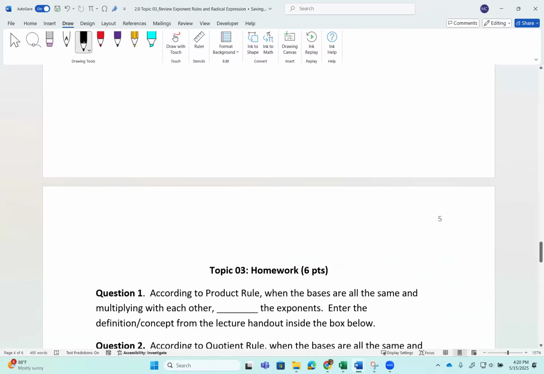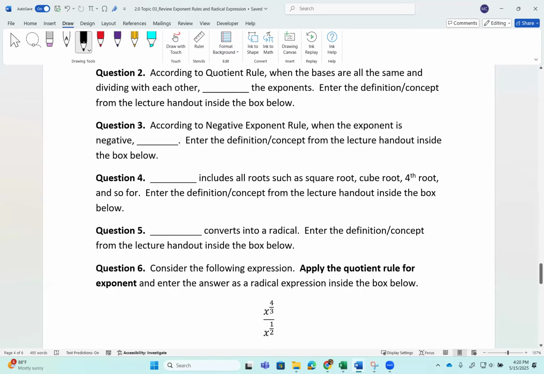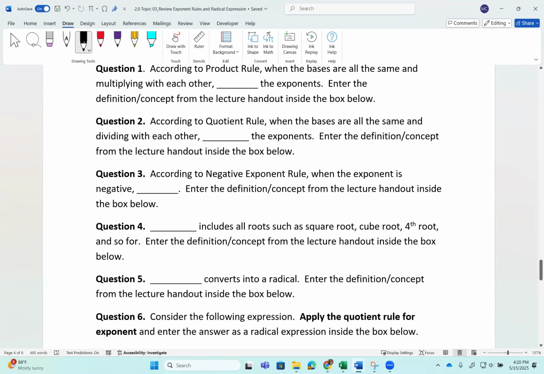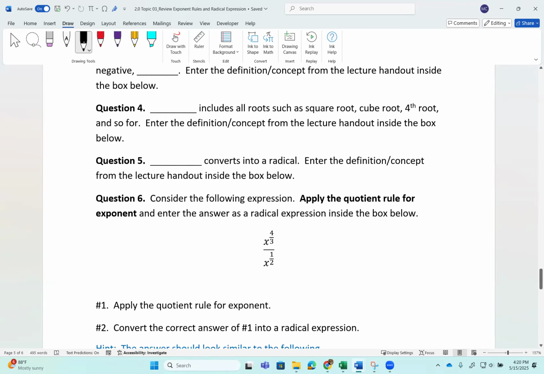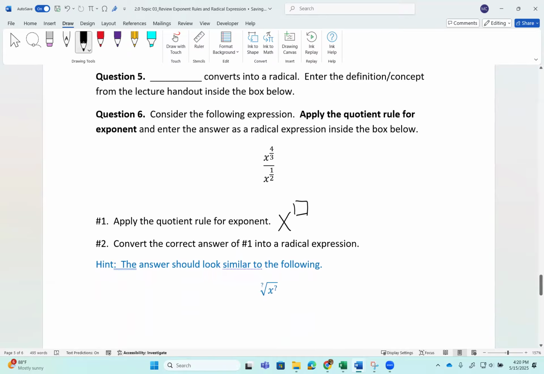All right, so let's take a look at homework. Most of these questions, question 1, 2, 3, 4, and 5, are all from definitions. So please use what is written on the lecture handout to enter your answers. Question number 6 is just like the one we just did earlier. Apply the quotient rule. So I want you to subtract the exponents and tell me this is x to the whatever that fraction comes out to be for the exponent, and then convert this into a radical for me, okay?